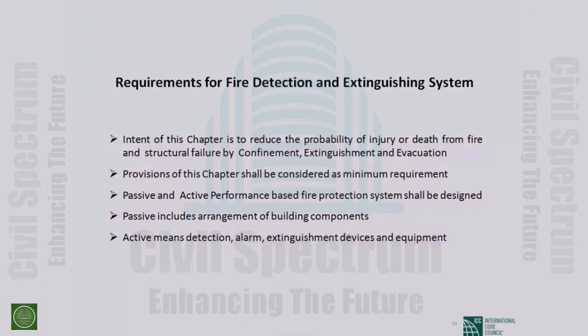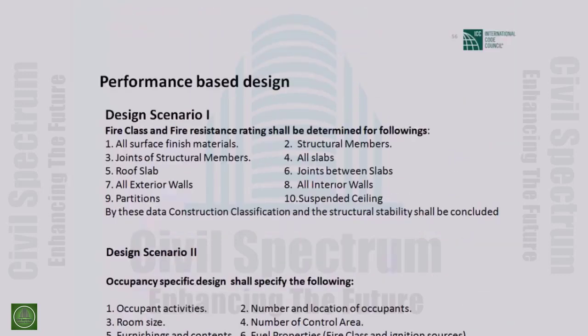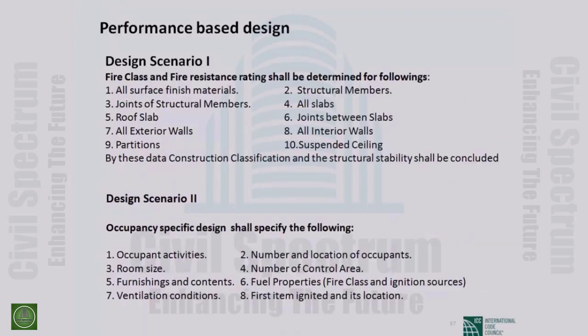Passive includes the arrangement of the building. Active means detection, alarm, extinguishing devices and equipment. We have already talked about the passive system a little bit more. Then we have some built-in machinery and equipment, which we have talked about. Now I will talk about performance-based design. What does performance design mean?